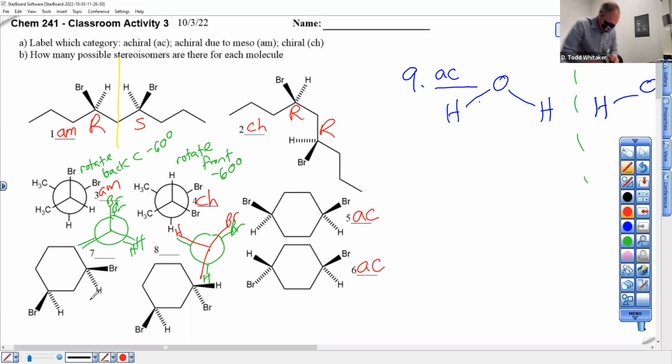I'm going to say AC, achiral, not achiral due to meso. Want to see the plane? And there's no meso plane in this one, right? Bromine is not the same as H. Bromine here not the same as H, so that's just straight up chiral.